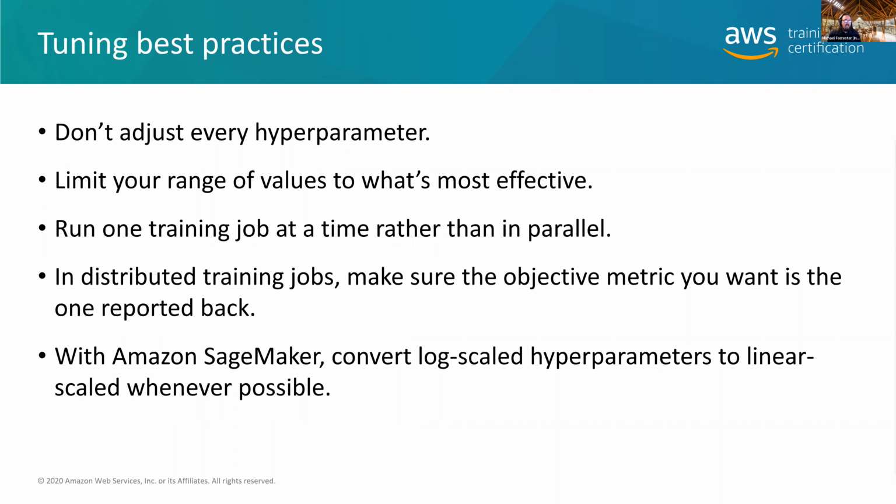Run one training job at a time rather than in parallel? Yeah, if you're doing Bayesian, sure. If you're doing random, there's actually nothing wrong with running in parallel, because you're just going to calculate the result.